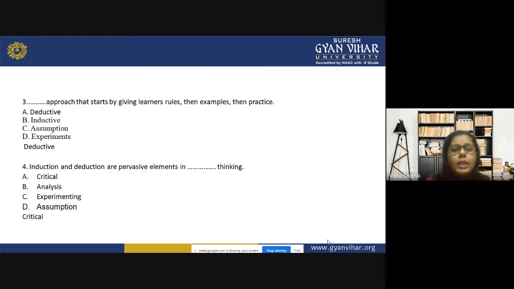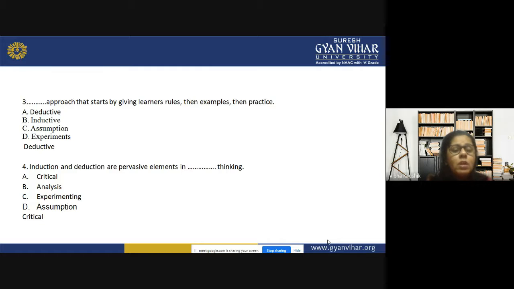Means we can say that the deductive approach starts by giving general laws and then examples, and then the teacher asks the students to practice that concept. Now the fourth one: induction and deduction are pervasive elements in dash thinking. What are induction and deduction, and which type of elements are these in dash thinking?